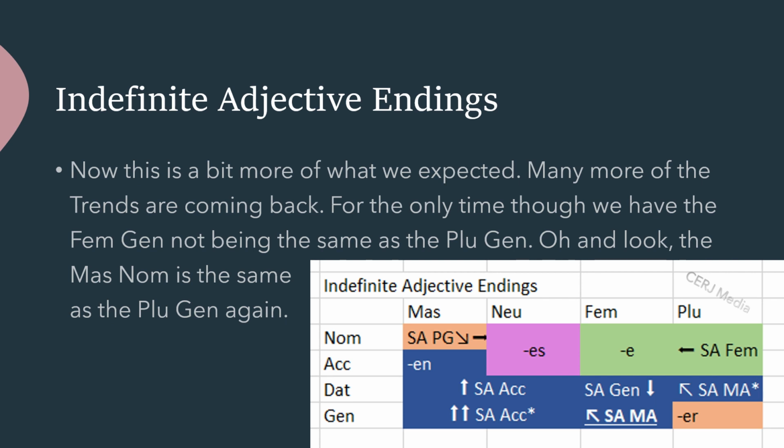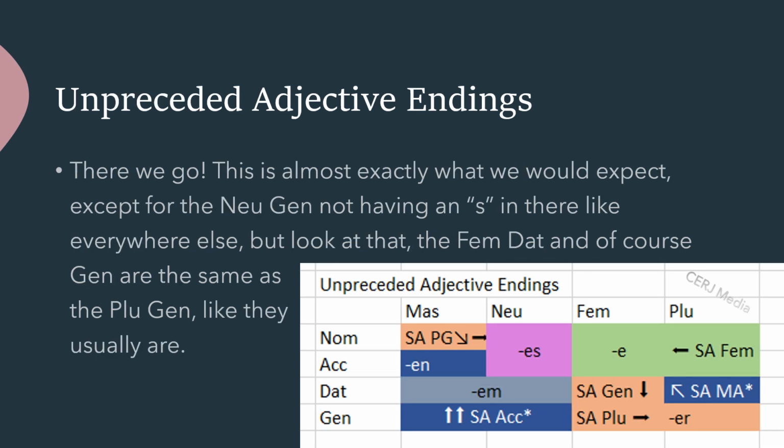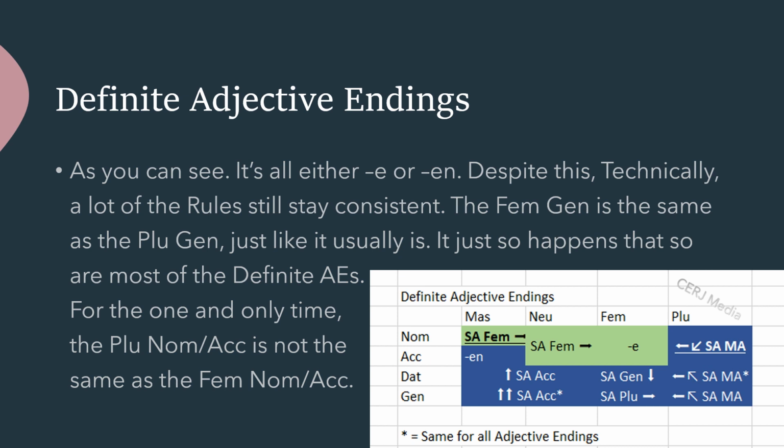And going back to it, as you can see here, the masculine nominative, just like usual, is the exact same as the plural genitive. Not as usual, but around half of the time. There's a 50% chance that the masculine nominative is the same as the plural genitive, and of course, we are keeping with that trend here. Moving on, unpreceded, oh, by the way, let me go back to it here, right?